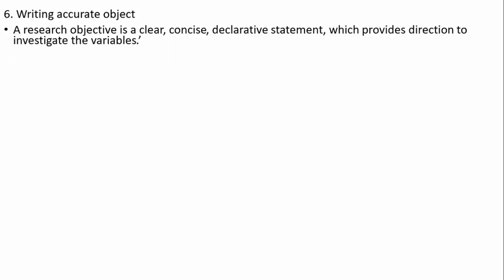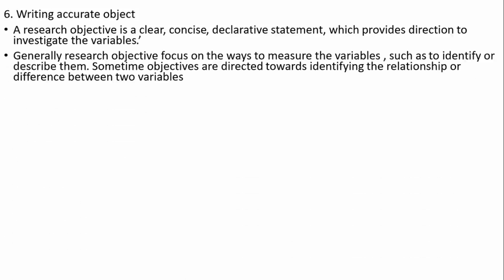Writing an accurate objective. A research objective is a clear, concise, declarative statement which provides direction to investigate the variables. Generally, the research objective focuses on ways to measure the variables, just to identify or describe them. Sometimes objectives are directed towards identifying the relationship or difference between two variables.